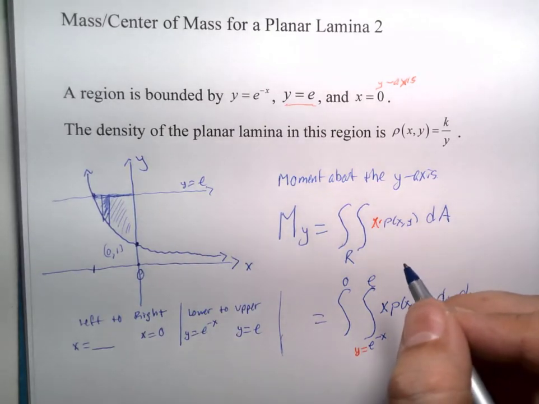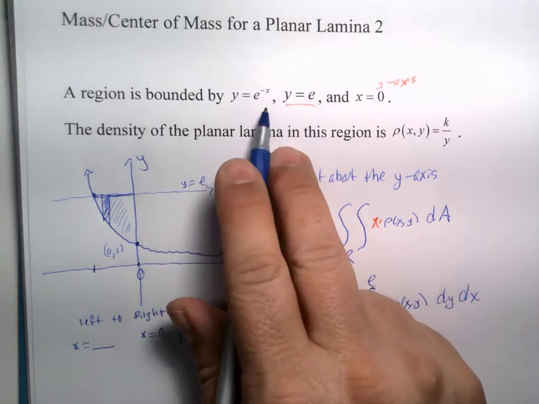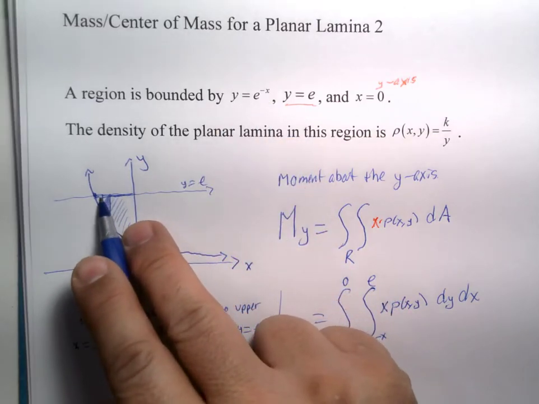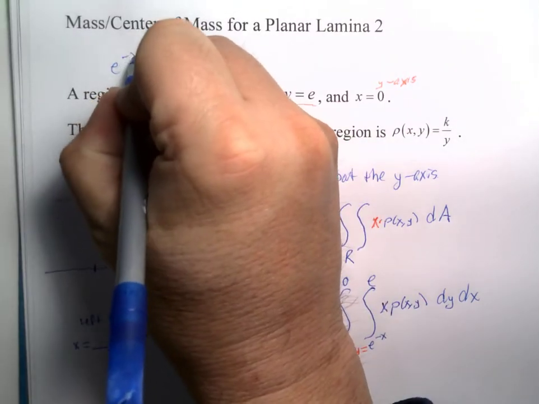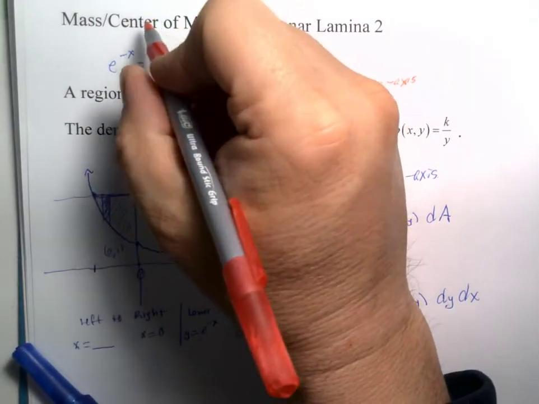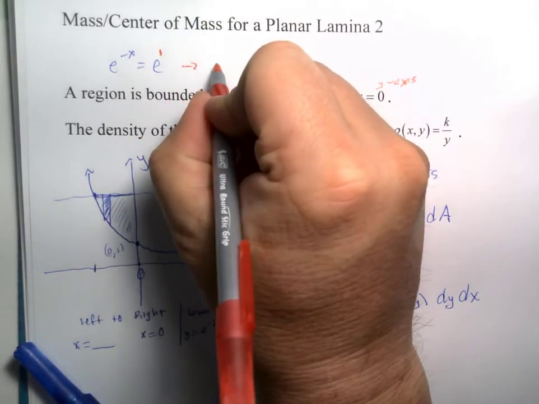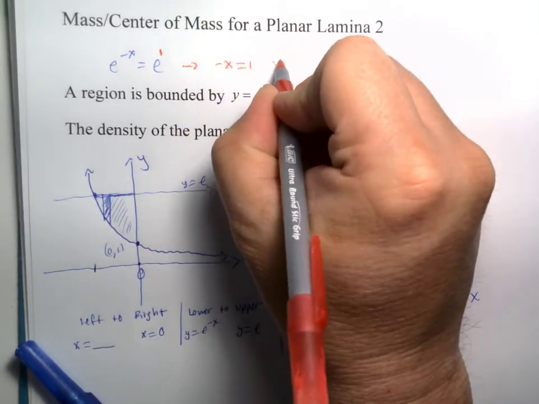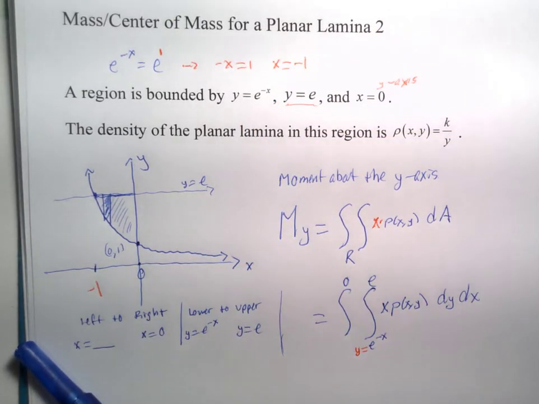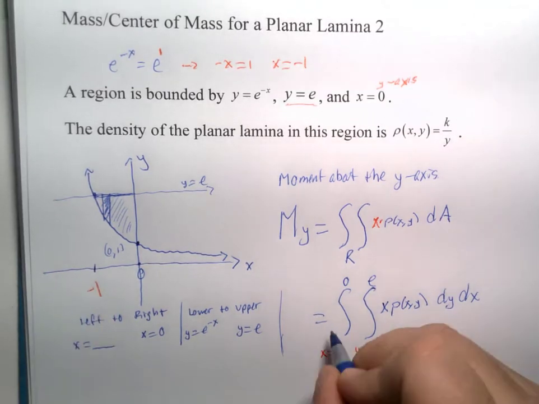Guess I need some scratch paper to do that. Let's see if I can't squeeze it in up here. E to the negative x is going to intersect e, so e to the negative x equals e, otherwise known as e to the negative x equals e to the first power. That means that negative x equals 1, so x equals negative 1. Aha! There's that value. X equals negative 1.